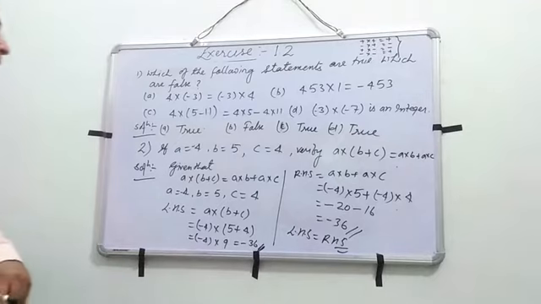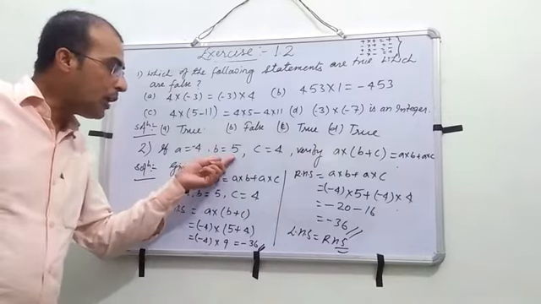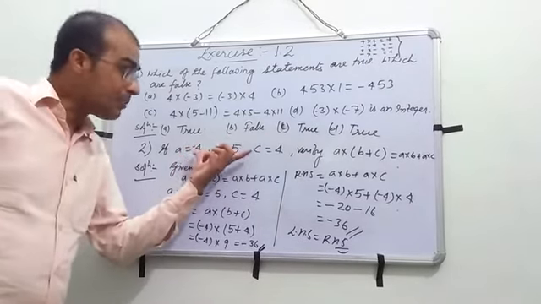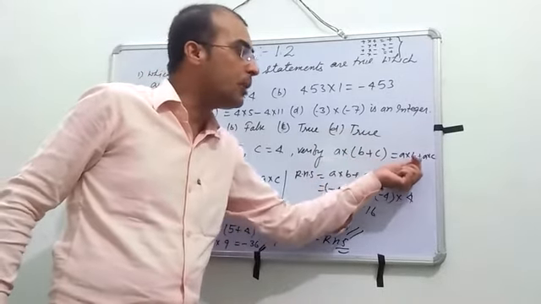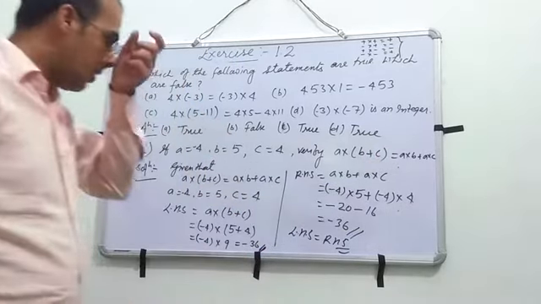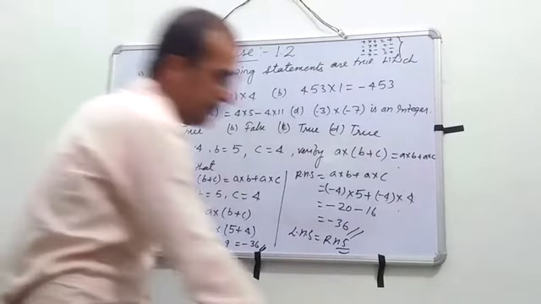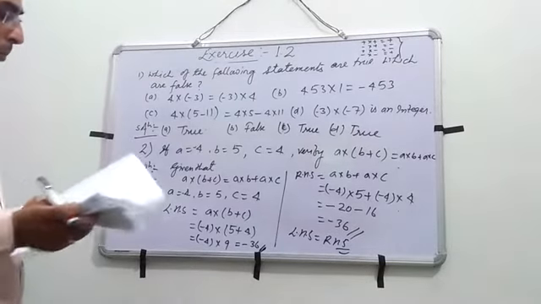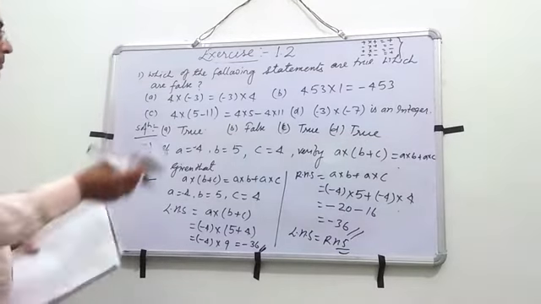It means that for A equals minus 4, B equals 5, C equals 4, the statement A into B plus C equals A into B plus A into C is true, verified. Okay. So this is the first one and this is the second one. Now question number third. You have to complete the following table. A table is given. You have to complete it.